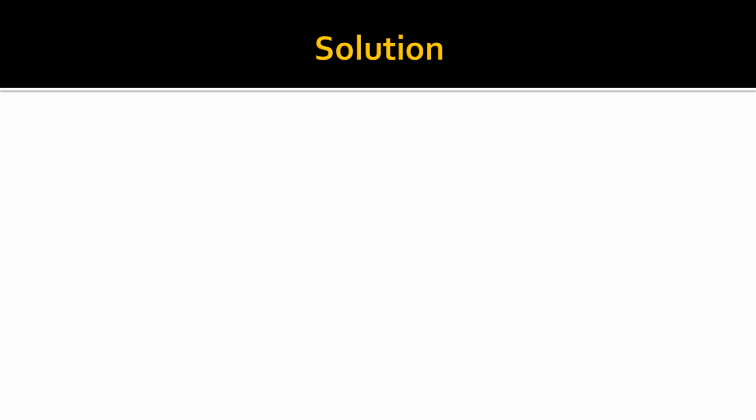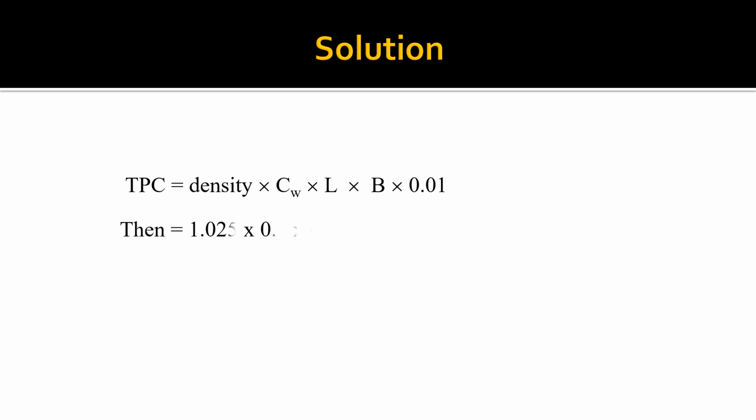Now, the solution. Since TPC is equal to density times CW times length times beam times 0.01, substituting the given information, that would equal 1.025 times 0.9 times 67 times 11 times 0.01. That gives us 6.8 tons. That simply means that it takes 6.8 tons on this particular vessel to move its draft by 1 centimeter in either direction. If you are loading, it is going to increase the draft by that 1 centimeter, and if you are discharging, it is going to decrease the draft by that 1 centimeter.